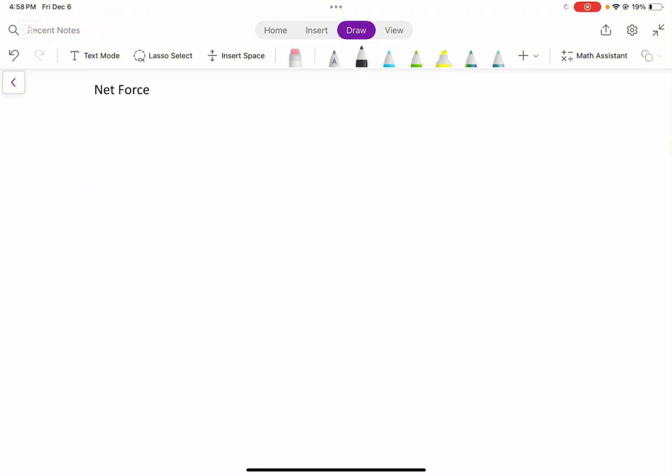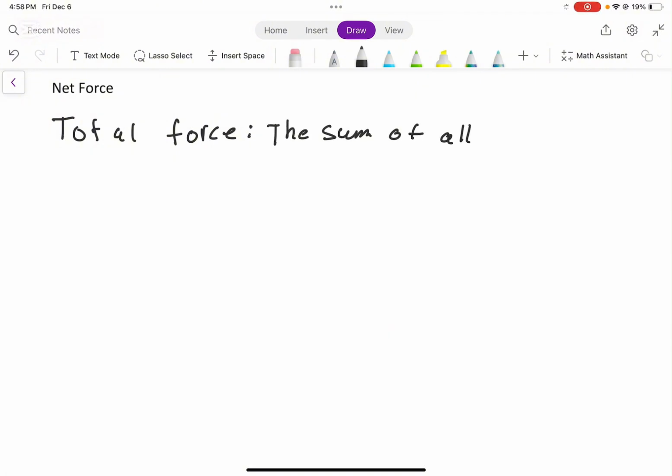Okay, in this part of the video, we're going to talk about net force. We talked about it previously earlier when we were talking about Newton's second law and how the mass times acceleration is equal to the net force. But what is net force? Net force basically means it's the total force, which basically means it's the sum of all the forces acting on an object, right? So our net force is really the sum of all the forces that are acting on an object.